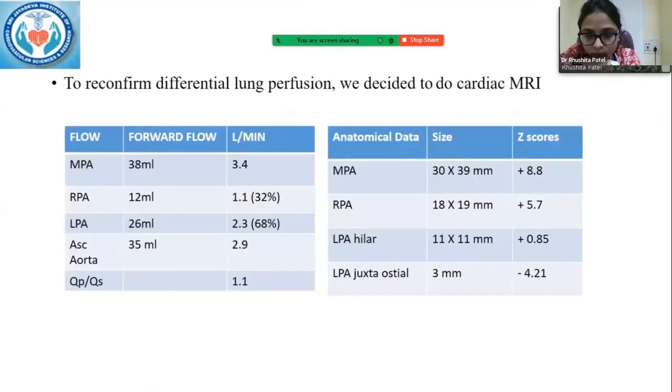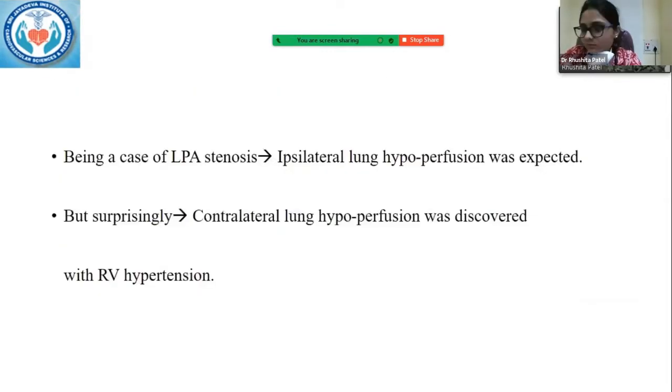To reconfirm such differential, unexpected lung perfusion, we decided to do a cardiac MRI, which also showed similar results as the lung perfusion scan: 32% on the right-sided pulmonary artery and 68% across the LPA, with a Qp:Qs of 1.1. Being a case of LPA stenosis, we expected that the ipsilateral lung would be hypoperfused, but surprisingly, the contralateral right-sided lung showed hypoperfusion with RV hypertension.